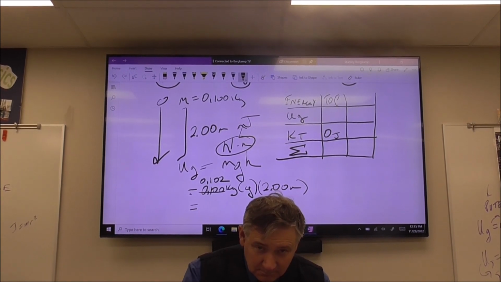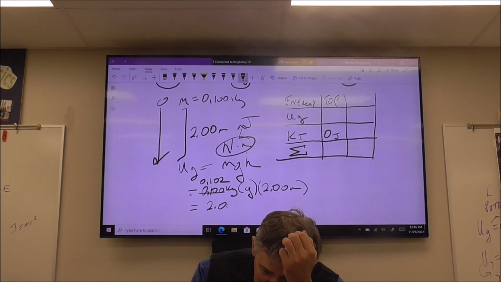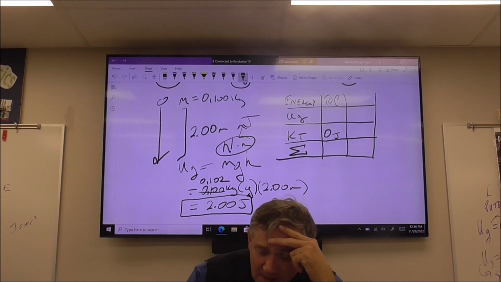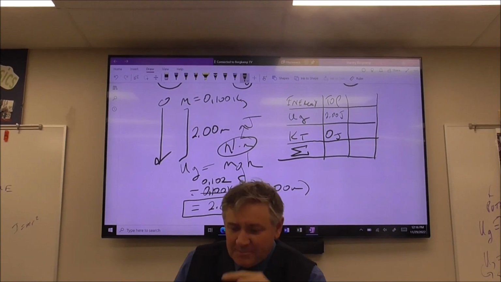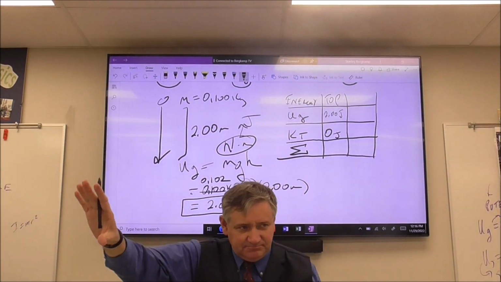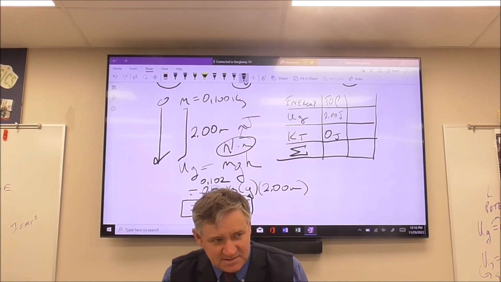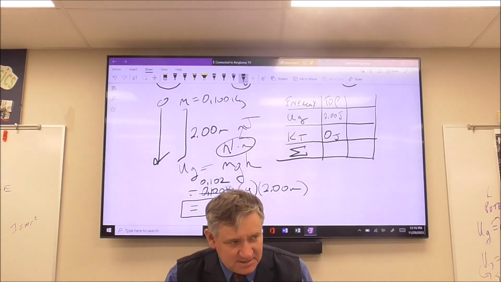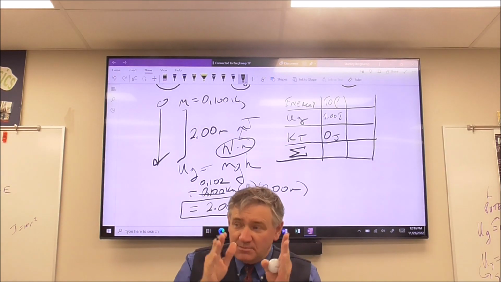Did I do it right? She said, did I do it right? 2? 2 joules, okay? That's why I changed the mass to 0.102, because it's going to make the math work out a little bit easier. So here's the story. Up there at the top, it has 2 joules of energy, okay? Here's the absolute significance of this number. That's the total amount of energy that I have in this system. That's it, okay? It can't be 2.04, it's not going to be 1.96, it's going to be 2 joules.